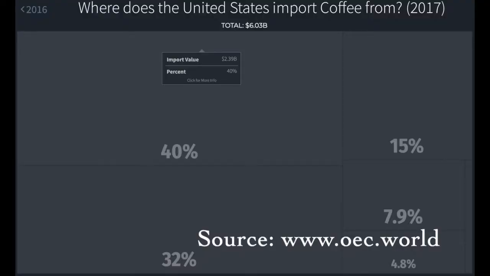The world's biggest importer is the US at 20% of the coffee. In 2017, the US imported $6.03 billion worth of coffee. It imports 40% of its coffee from South America, 32% from North America, 15% from Asia, and 7.9% from Europe.